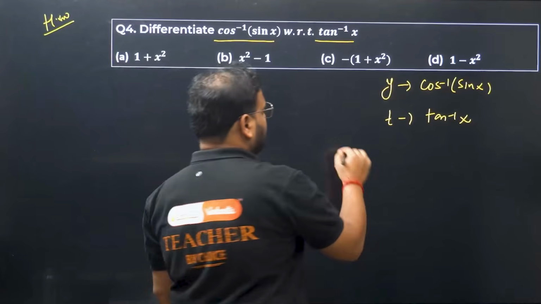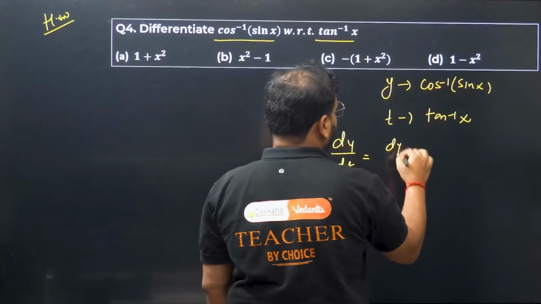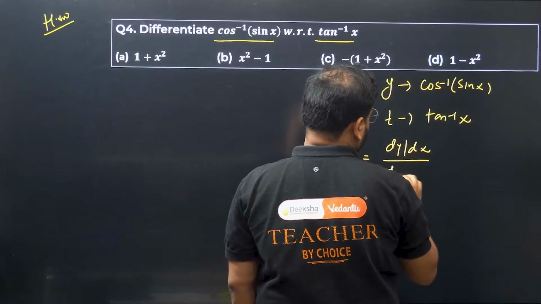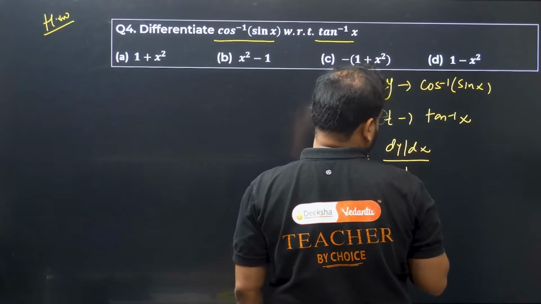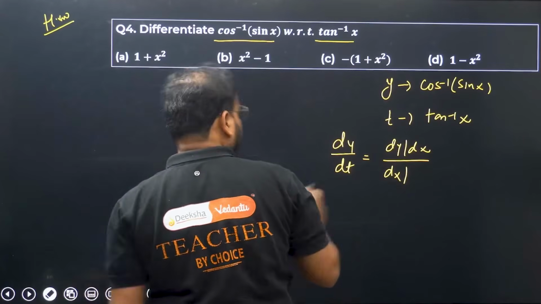So I'm looking for dy by dt, which will be dy by dx upon dt by dx.